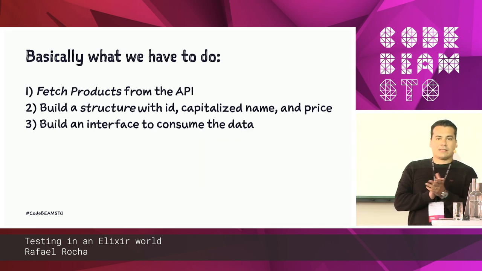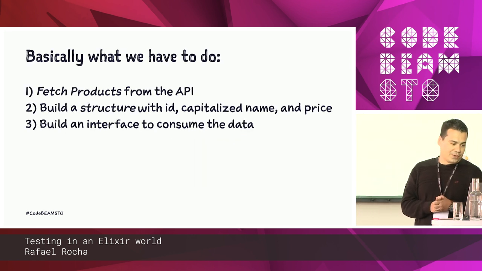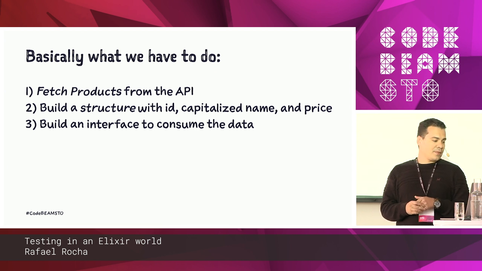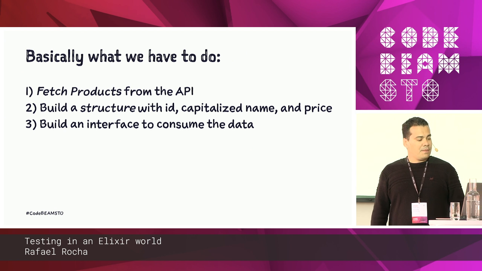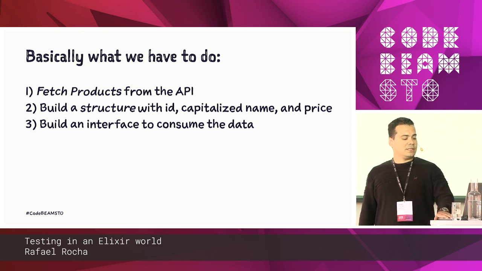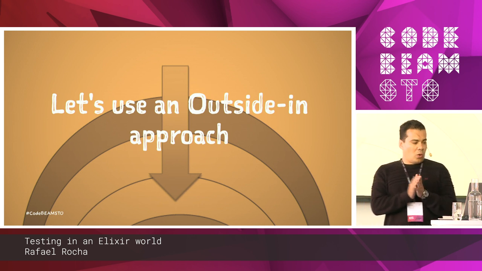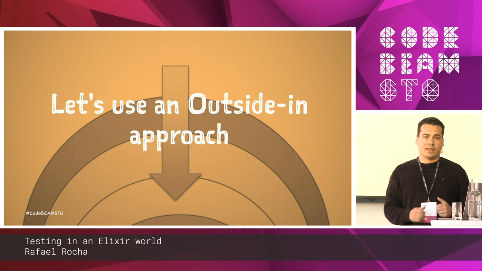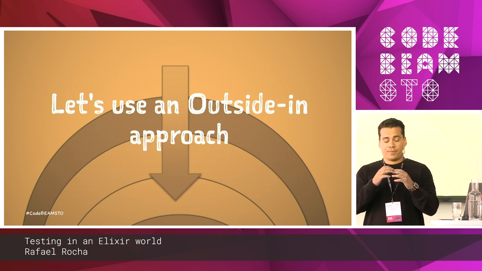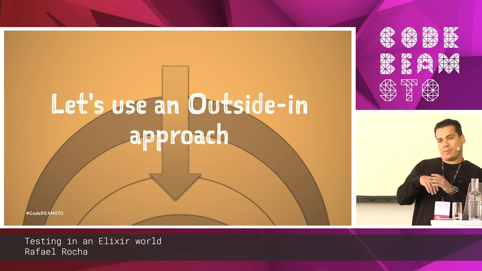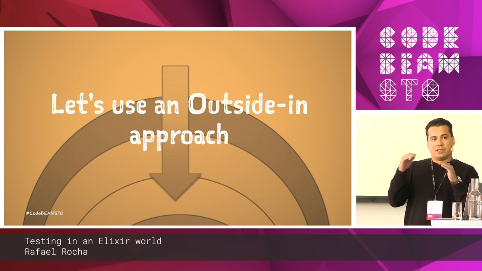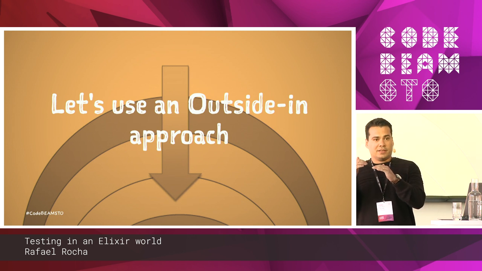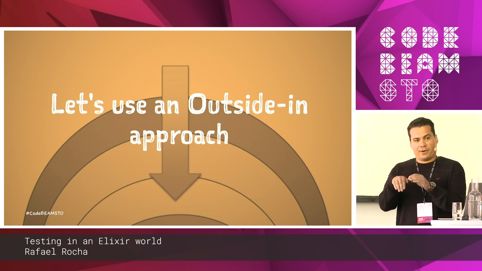So basically, what do we have to do? Three main tasks, right? Fetch products from the API, build a structure with ID, capitalized name, and price, and build an interface to consume this data. I really like to use the outside-in approach because it's like you have an onion, and you are going deeper and deeper until you get the final result that you want. So you build this first layer, the first interface, mock it, test it, and then go a little bit deeper and deeper.